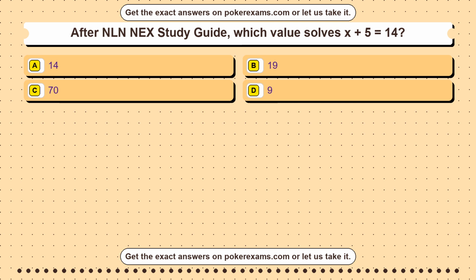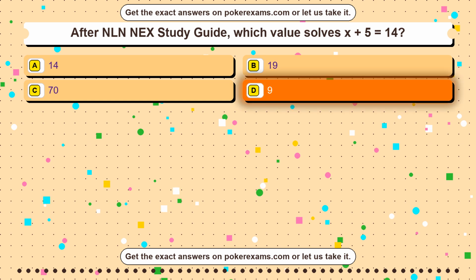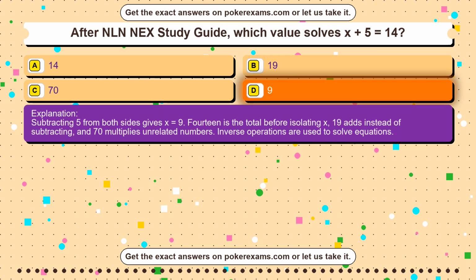Question 46. After NLN NEX Study Guide, which value solves x plus 5 equals 14? Option A 14. Option B 19. Option C 70. Option D 9. The correct answer is option D, 9. Subtracting 5 from both sides gives x equals 9. 14 is the total before isolating x, 19 adds instead of subtracting, and 70 multiplies unrelated numbers. Inverse operations are used to solve equations.